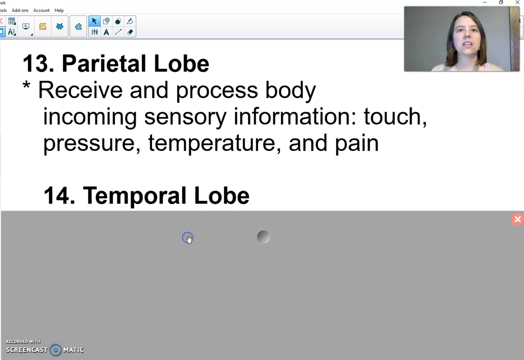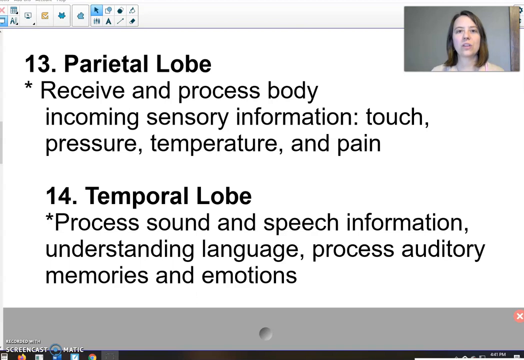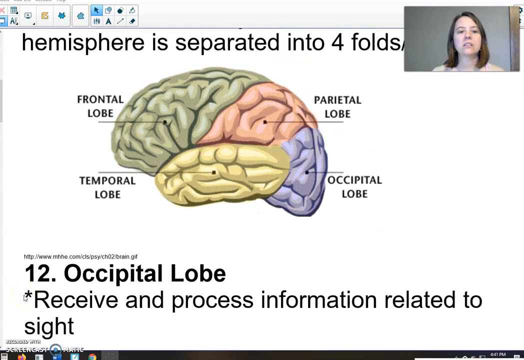And then another one is the temporal lobe, which processes sound and speech information and helps understand language and processes auditory memories and auditory emotions, like the feeling you get when you hear that song that you love. So the temporal lobe would be working with other parts of the brain, like the limbic system and the thalamus and the hippocampus, to process auditory memories and the auditory portion of emotions. So looking up here, the temporal lobe is here, kind of like above the ear, where you might expect it.